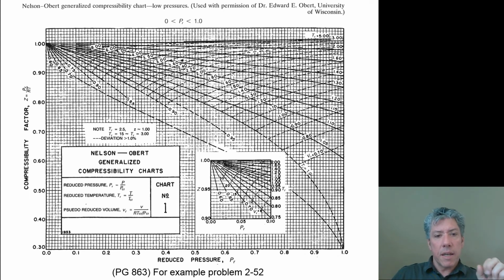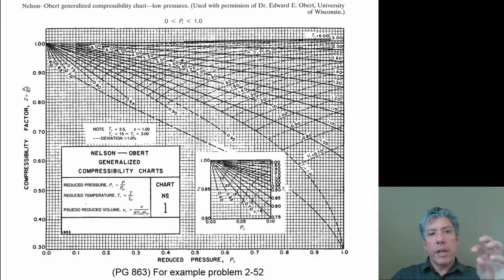Notice that the inset here has the equations for reduced pressure, PR equals P over P critical, so you don't have to memorize it. You might want to highlight it though. Reduced temperature, TR equals T over TCR, the temperature of the gas over the critical temperature of that gas. And then also for the pseudo-reduced volume. So highlight all three of those as well, because they're really useful.